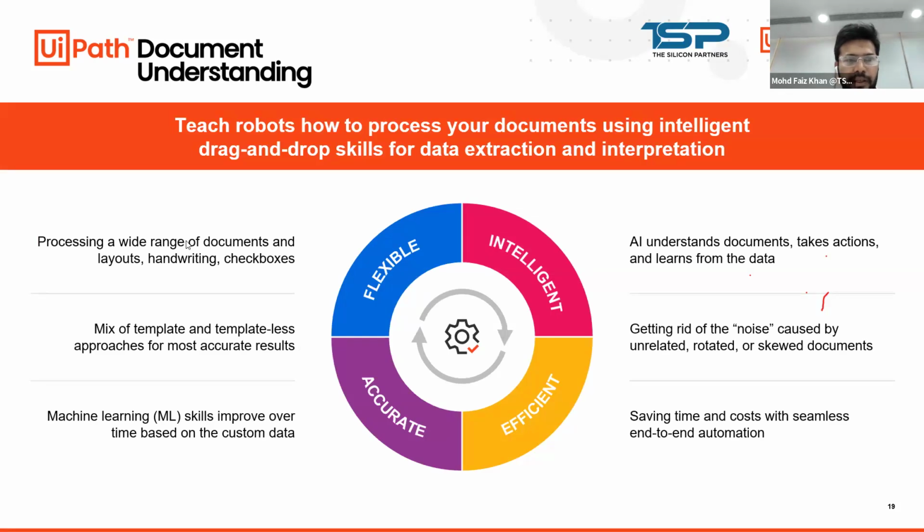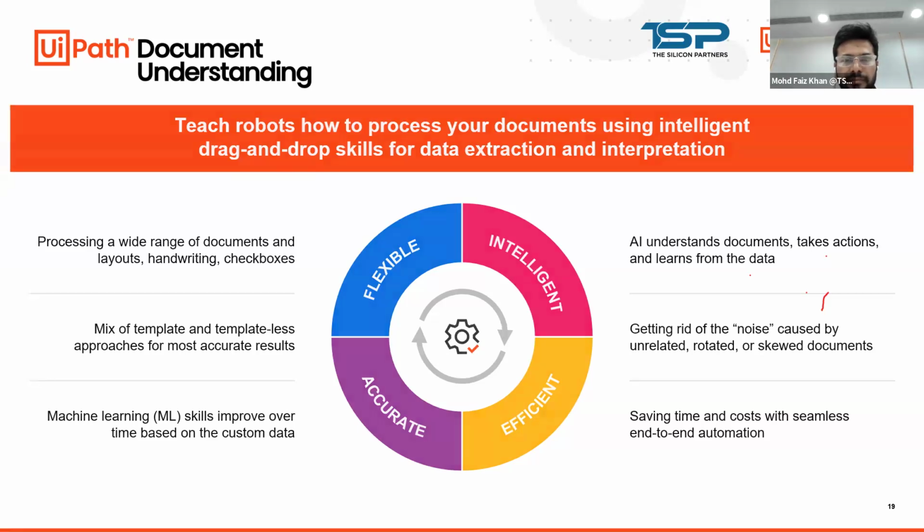So yeah, these are some layers of what UiPath document understanding can extract. It can extract handwritten documents, check boxes, and signatures. So you can do all these things with the help of the document understanding model. It is very flexible, accurate, intelligent, and efficient.